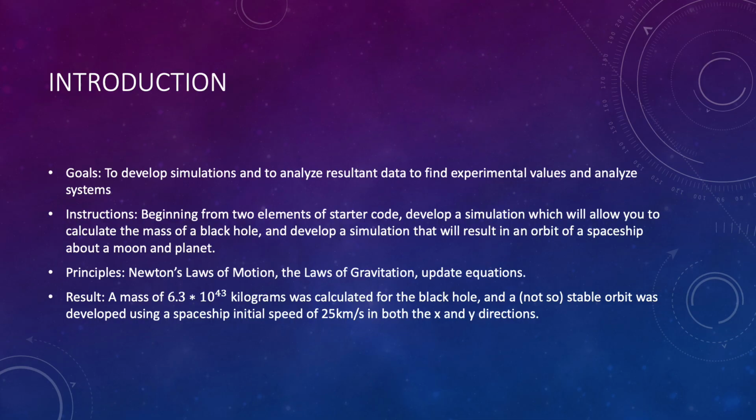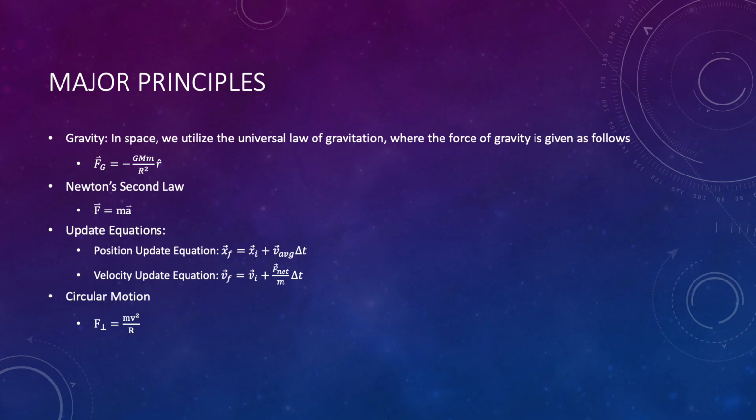Our results: we found that the black hole had a mass of 6.3 times 10 to the 43 kilograms. That's big. And we found a not necessarily so stable orbit for the spaceship using an initial speed of 25 kilometers per second in both the x and y directions.